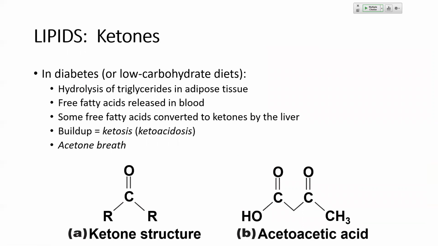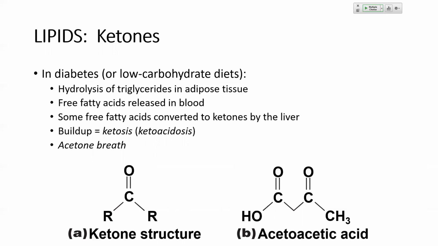Moving on, ketones. Ketones are an important sort of backup source of fuel. We see them if someone is diabetic or if they're on an intentional low carbohydrate diet. And basically, if there isn't a whole lot of carbohydrates around, the body can take some of its triglycerides, which is in the fat tissue, and it can release those and send them to the liver and convert them into ketones.